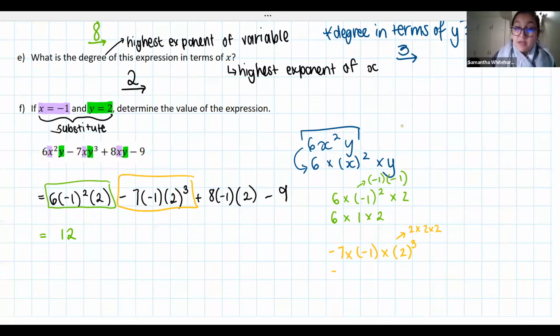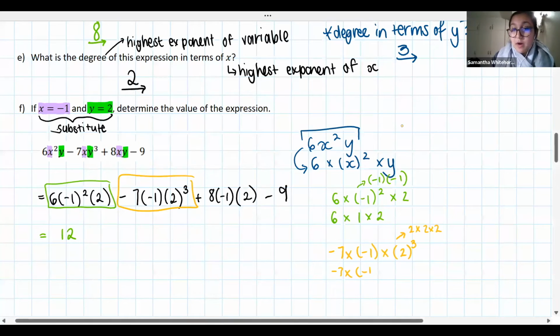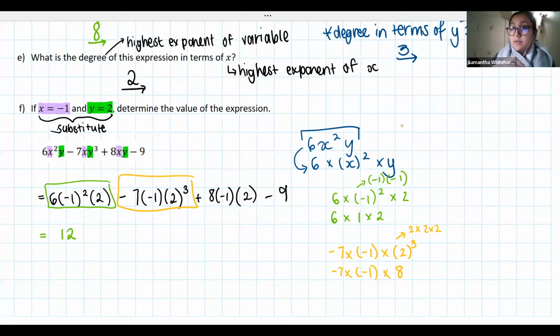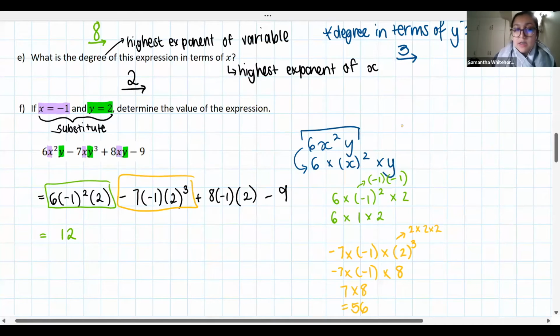We've got -7 times -1, and 2 times 2 times 2 is 8. Now, guys, be careful of signs. Negative times a negative is a positive. So 7 times 8 gives us 56. So my second term is plus 56. And then I keep going like that.